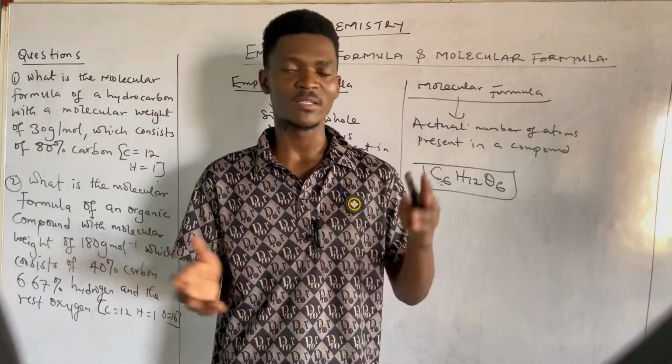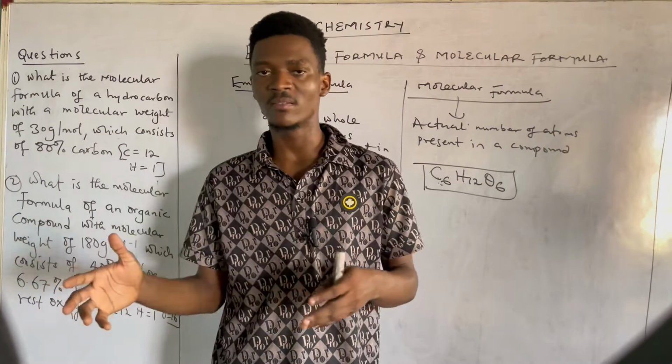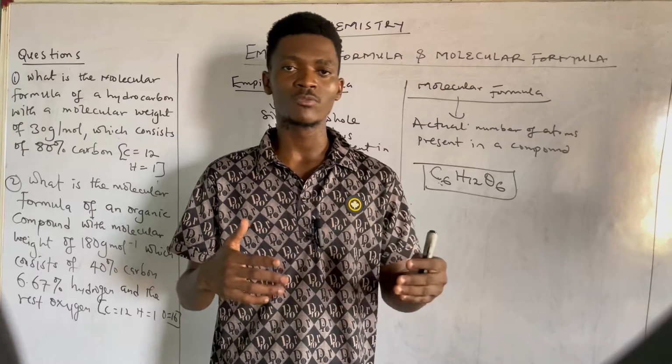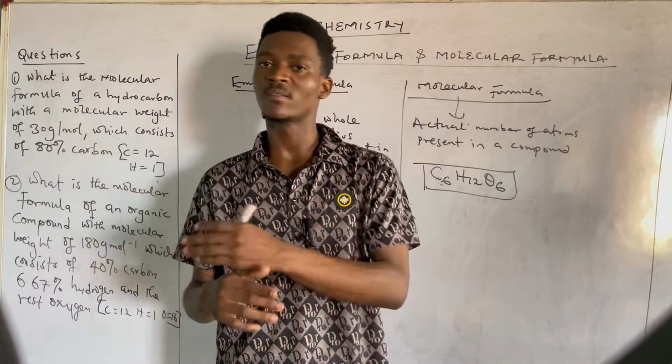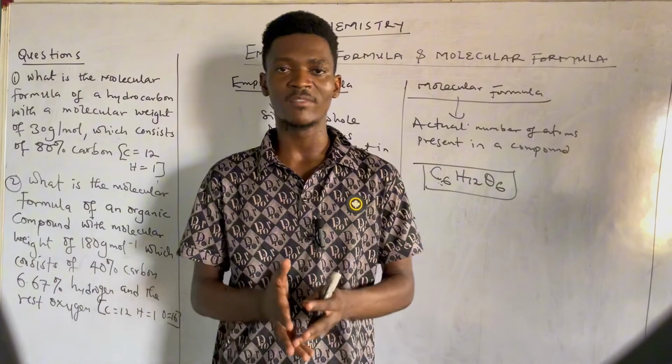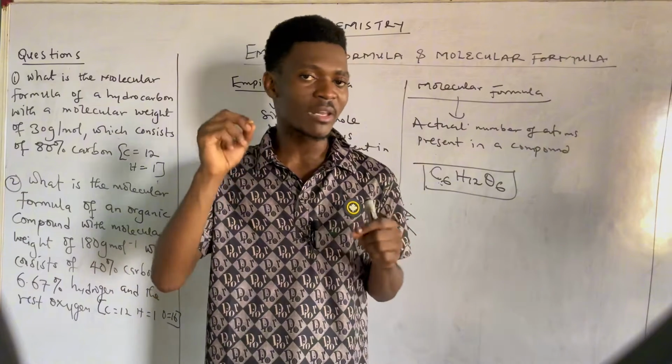Let's say you have three elements, A, B, C, and you have the percentage composition of A, B, and C respectively. Then you divide all through by their relative atomic masses, that's the relative atomic mass of A, B, and C. Then with the values you have arrived at, you check the one among A, B, and C that gave the smallest value.